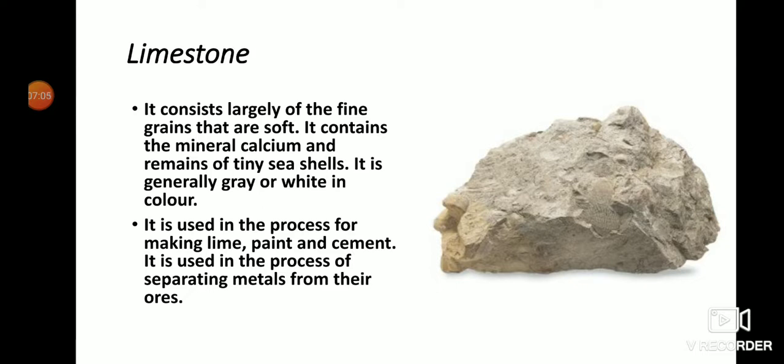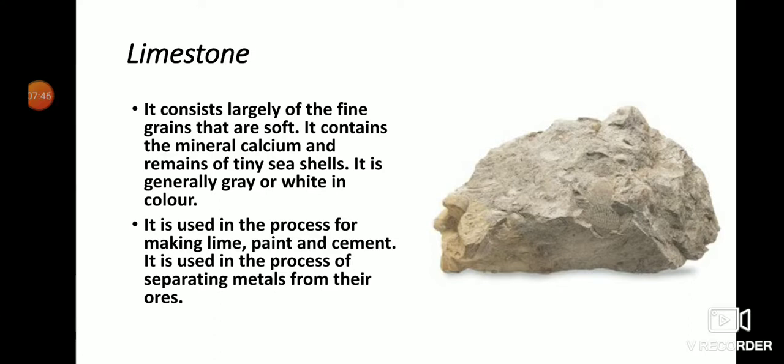Next, limestone. It consists largely of fine grains that are soft. It contains the mineral calcium and remains of tiny sea shells. It is generally grey or white in color. So limestone is a sedimentary rock formed from the accumulation of sea animals like shells of sea animals, coral, algae and other organic debris.